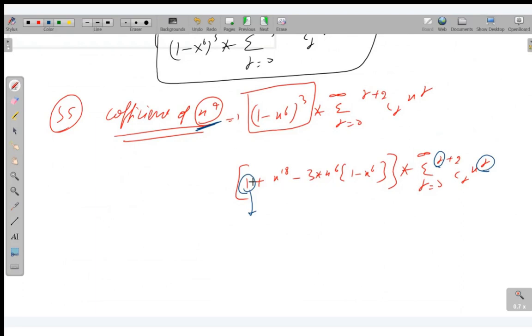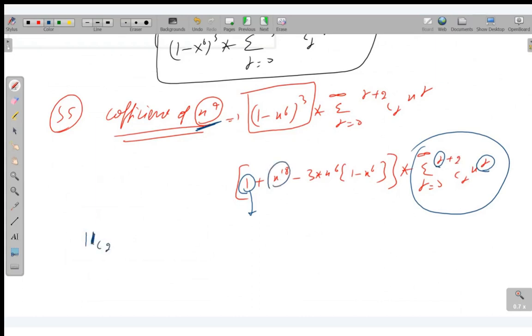So should I do it? 1 multiplied by this, please try to imagine, will be only this thing. 1 multiplied by something is this only. So r is 9. Why do I put r to be 9? Because we want the coefficient of x power 9. So what will the coefficient be? 9 plus 2C9, that means 11C9, or you can say 11C2. So I will get 11C2.